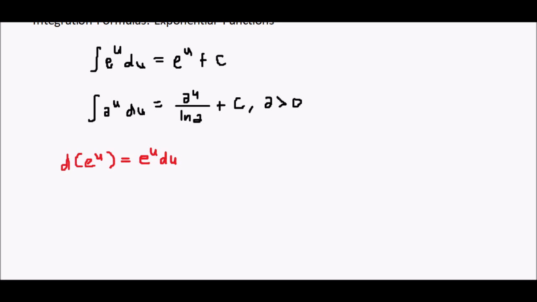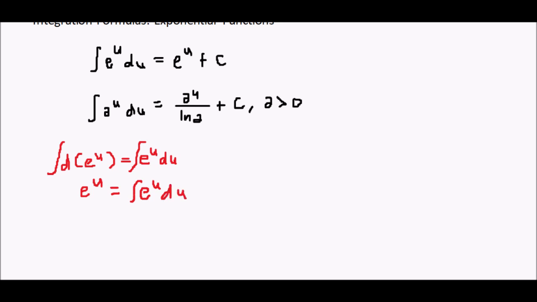So of course, to get the integral, we integrate both sides. Because integration is the reverse of differentiation, this side will just become e to the u, while the other side will be the integral of e to the u du.